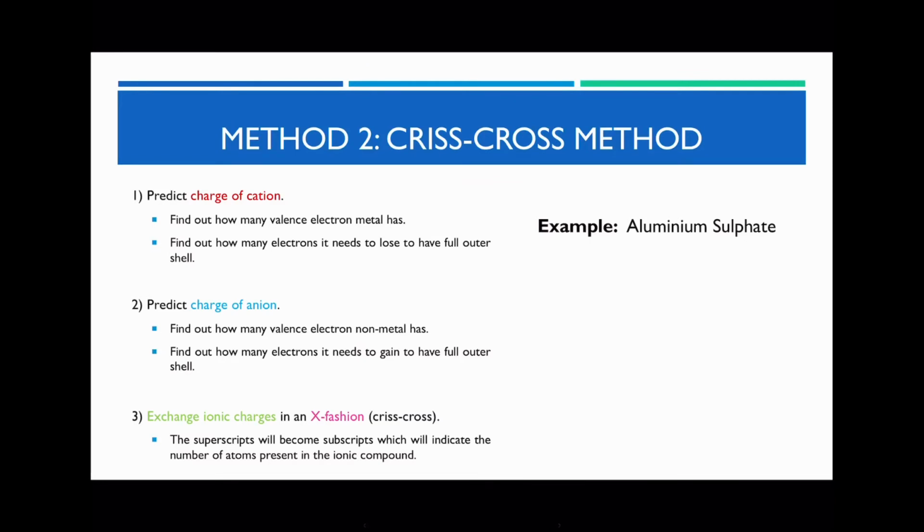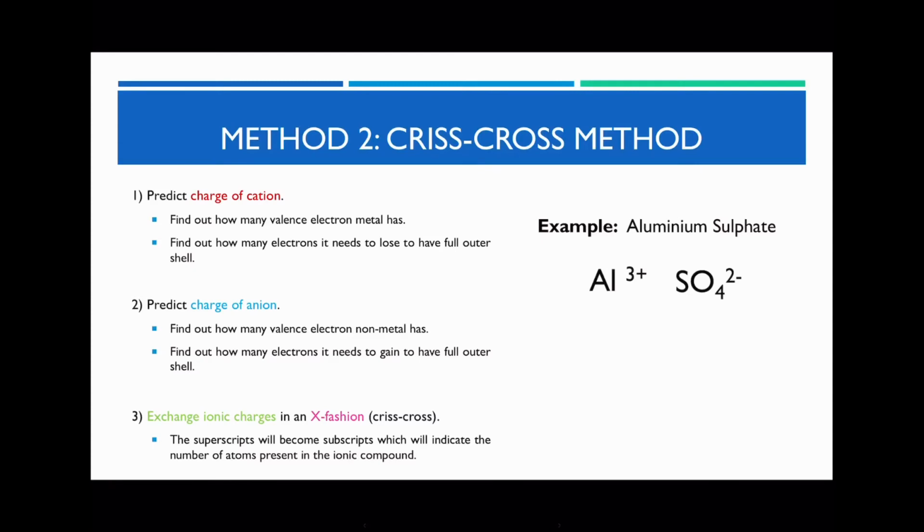So the first step is you need to predict the charge of the cation. In this case, it just means predict the charge of the metal when it becomes an ion. So we know that aluminium is going to have a positive 3, whereas for sulfate, you just need to refer back to the table from before. Sulfate is SO4 with a net charge of -2. Now, we've done step 1 and step 2 already. Step 3 says we need to exchange the ionic charges in an X fashion, so pretty much in a crisscross fashion.